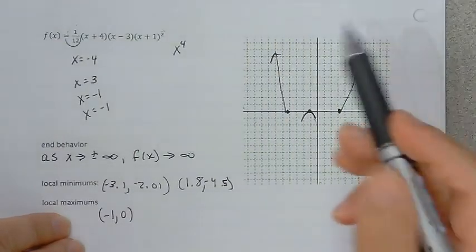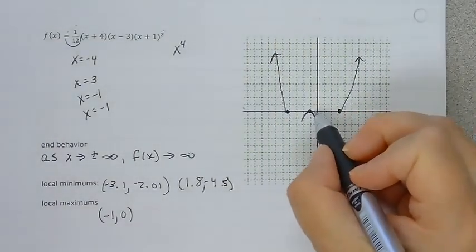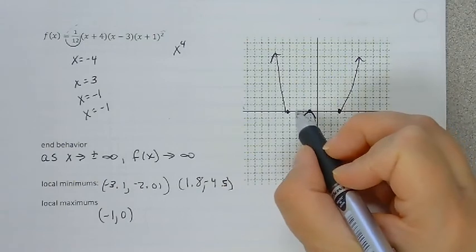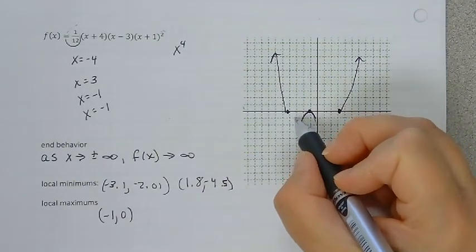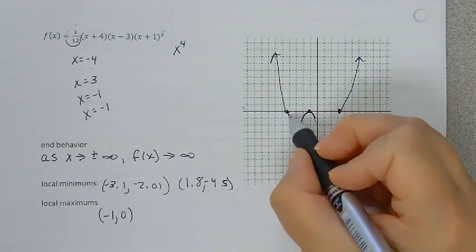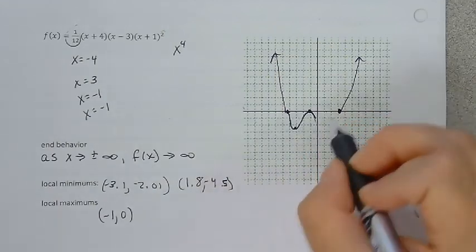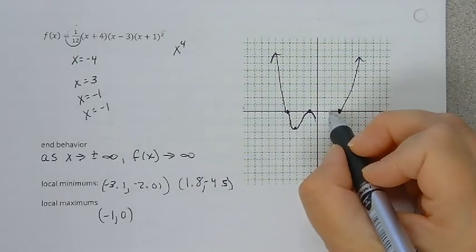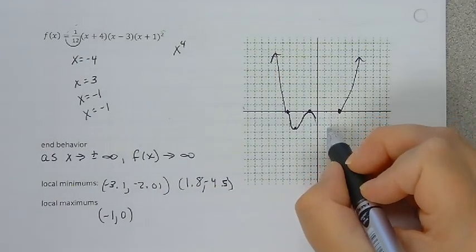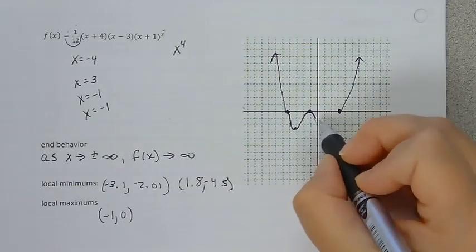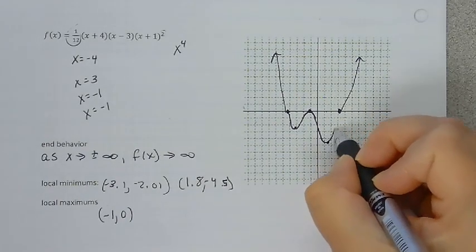So I'm going to go plot those. This one's at -3.1, down -2. It kind of turns right here. The other one's at 1.8, down -4.5. And it goes something like this.